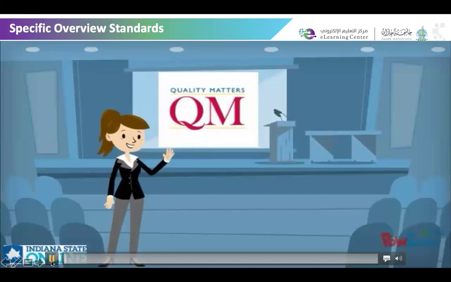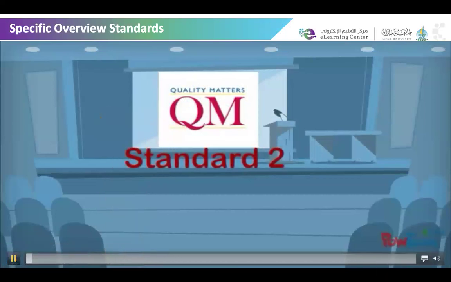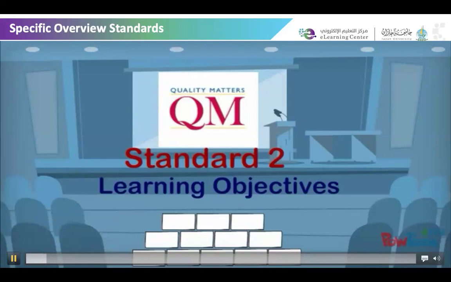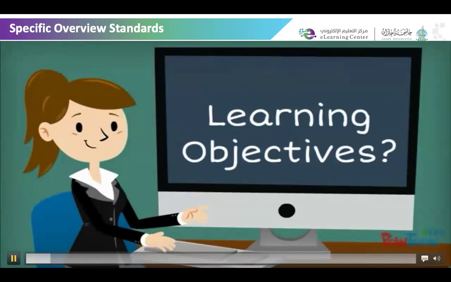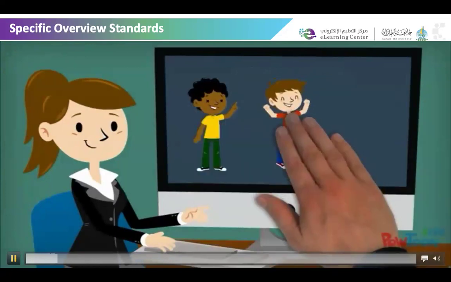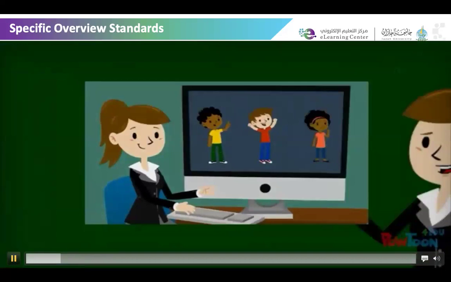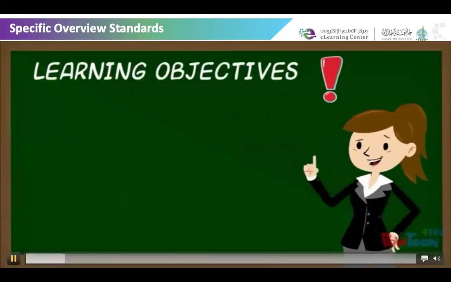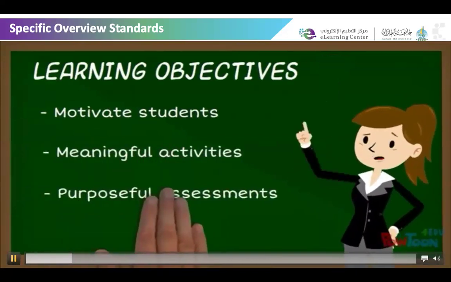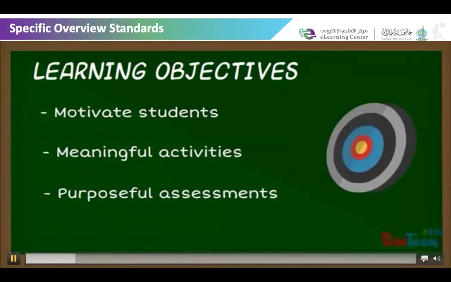Hello everyone. This short video aims to introduce the second Quality Matters standard. The second Quality Matters standard focuses on learning objectives, which construct in a way the DNA or the foundation of the course, because the subsequent elements are built upon the stated learning objectives. What are learning objectives? Learning objectives, also called learning outcomes or competencies, describe what learners will be able to do upon successful completion of the course. Carefully written learning objectives are extremely important because they motivate students. They lead to developing meaningful activities and purposeful assessments that are aligned to the overall goals of the course, and they provide evidence that the objectives are met.